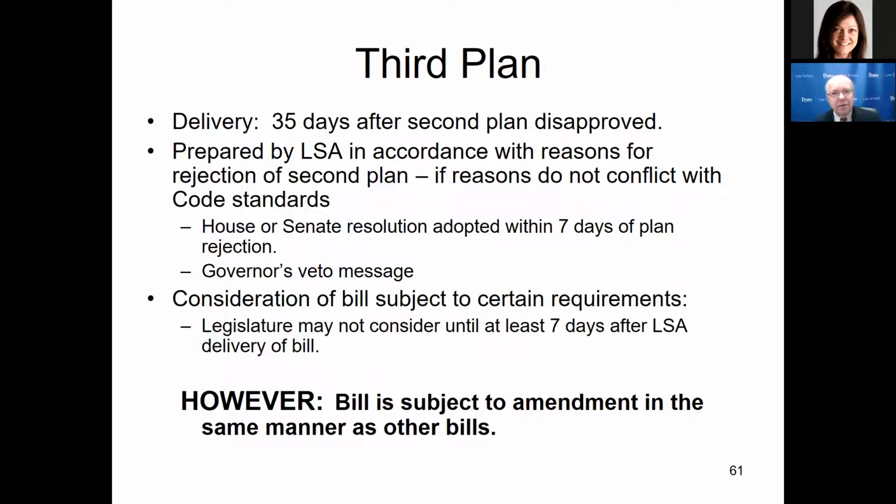Again, if the second plan is rejected, the third plan is required to be delivered by the Services Agency within 35 days after that plan is disapproved. Again, like the second plan, it can be prepared in accordance with reasons for rejection of that second plan, so long as they do not conflict with code standards. And like the second plan, it may not be considered until at least 7 days after delivery of the bill by the Legislative Services Agency. However, unlike plans 1 and 2, the third plan is subject to amendment in the same manner as other bills.